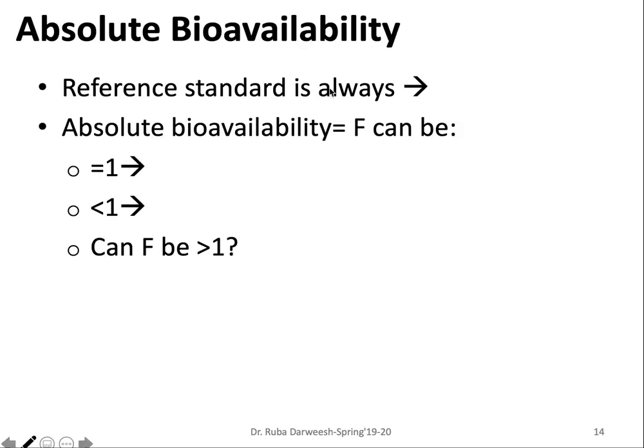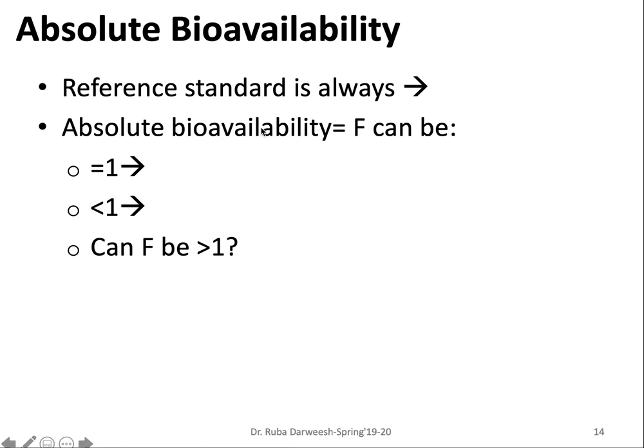Okay? For the absolute bioavailability, my reference standard is always your IV, and it's called F sometimes, and just F without F absolute, okay? The unit of the absolute bioavailability is a fraction or ratio of area under the curve over area under the curve, or amount excreted in the urine over amount excreted in the urine. So it will be unitless. We may have it as percentage, so just multiply it with 100%.